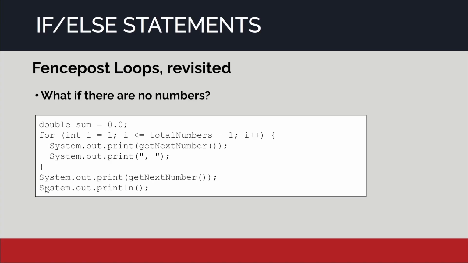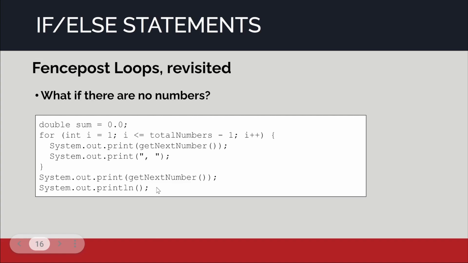All right, so revisiting our fence post problem. Again, with the fence post problem, what if there are no numbers? So we're trying to create a comma-separated list of numbers. In this case, if there's no actual numbers, then the loop doesn't get executed. But our last thing gets executed here outside the loop. We're going to try to get next number when total numbers is 0. And then we'll print out the result of that.